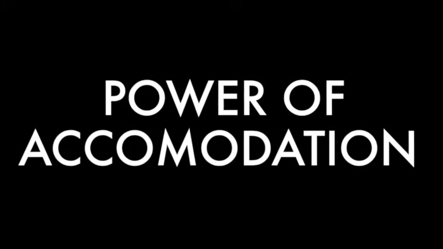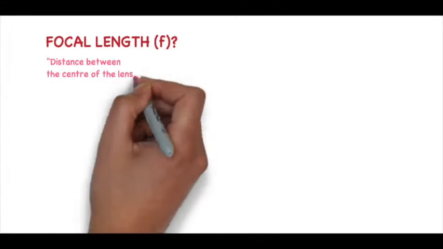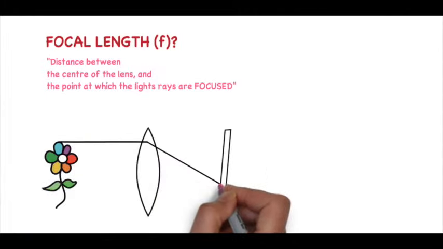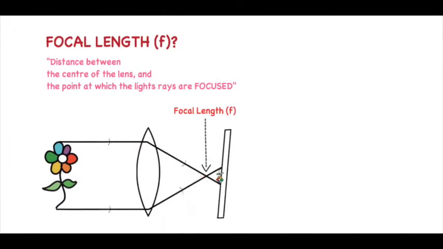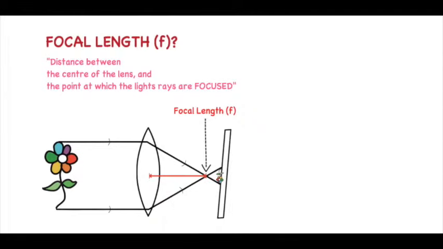What is power of accommodation? To understand that, first we need to know what is focal length. Focal length is the distance between the center of the lens and the point at which the light rays are focused by the lens. The red line denotes the focal length, in this case, by letter F.